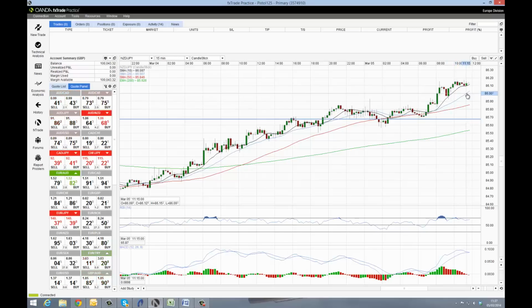Just looking for opportunities on this market, as the market comes back into this zone in between the 10 and the 20 period moving average, looking to locate opportunities on these pullbacks to take advantage of this trend as it moves to the upside. Okay, so that's a couple of markets that I'm keeping a close eye on for opportunities this week.